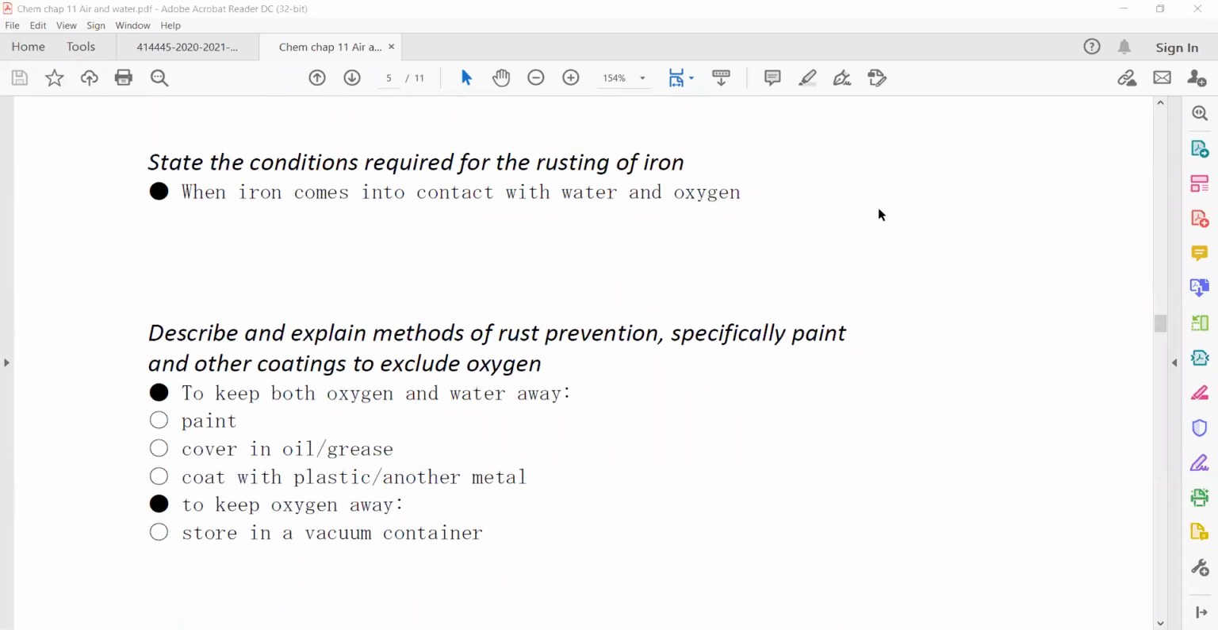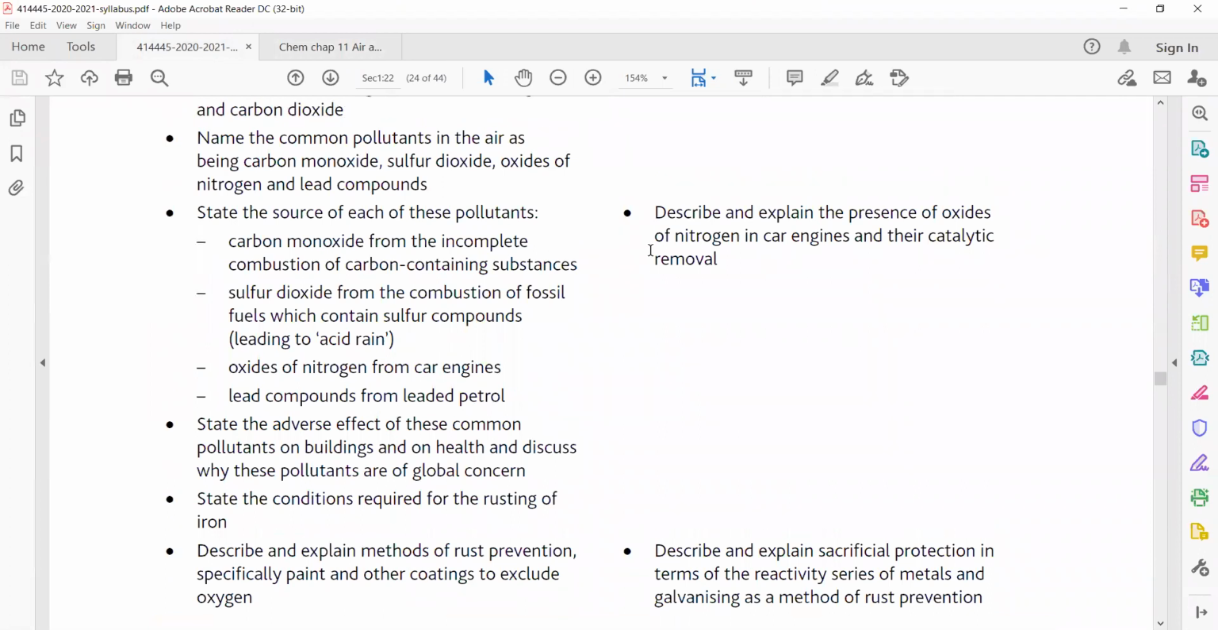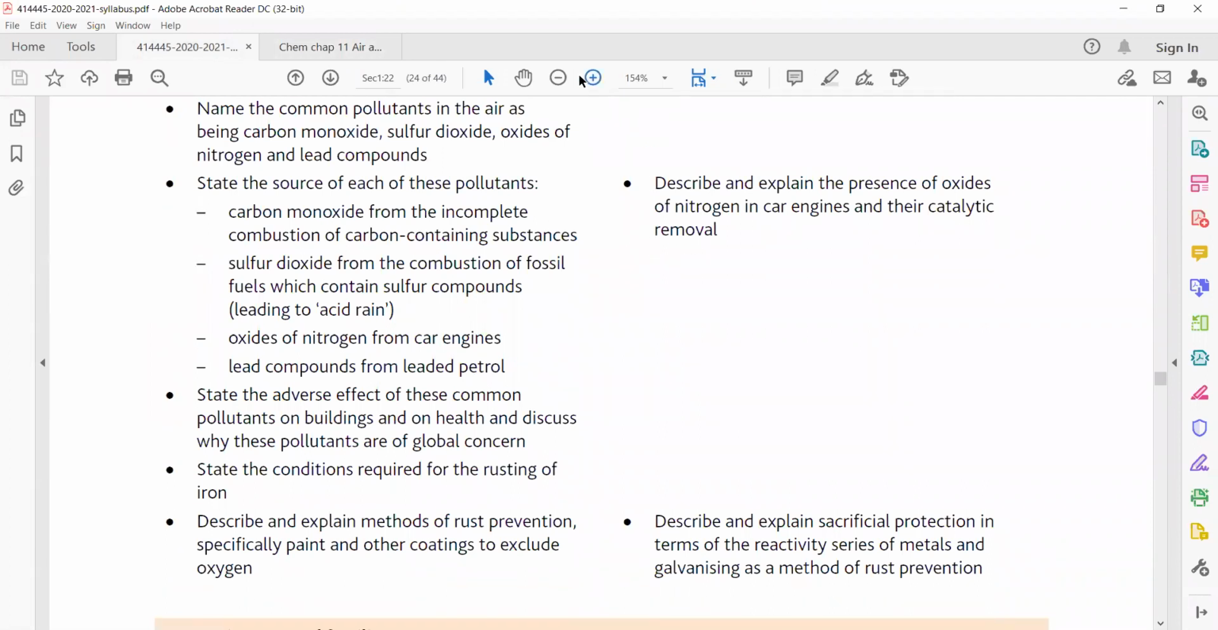State the condition required for rusting of iron. So for rusting of iron, what are the conditions required? For rusting of iron, both oxygen and water should be there.